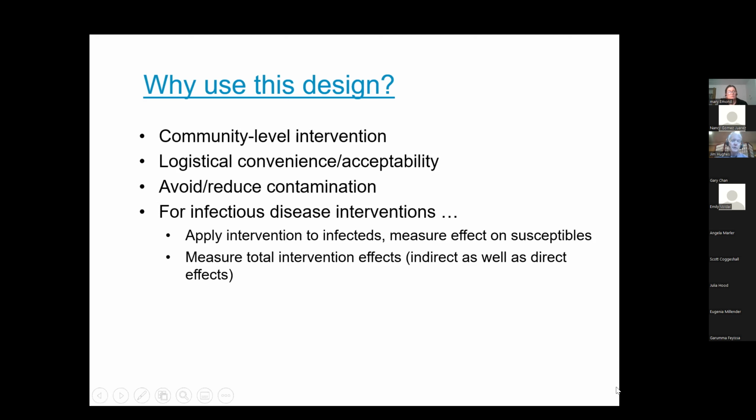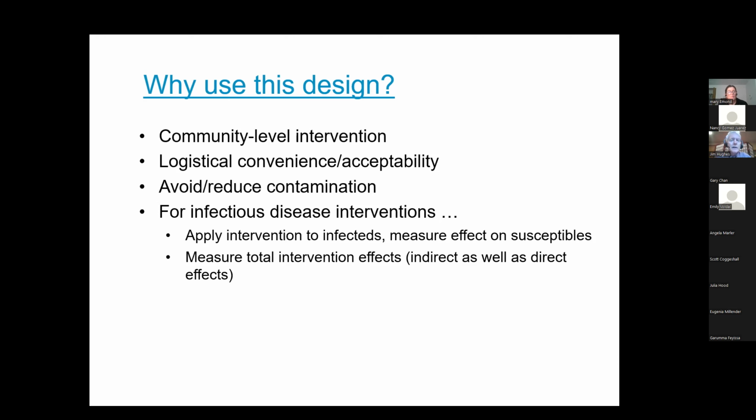You also may want to avoid contamination. So if your unit of randomization is a household and you're giving people some drug or device or something to use in the household, you might be concerned that people in the same household would share the intervention. So you might want to randomize the entire household so that everyone in the household has access to it.